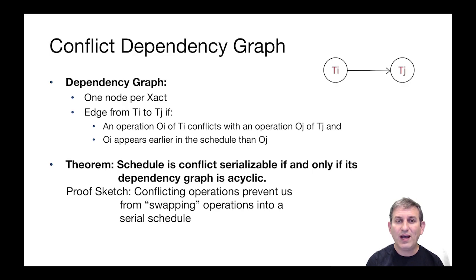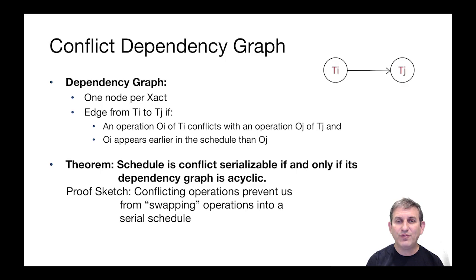If there's an operation Oi of Ti that conflicts with an operation Oj of Tj, and Oi appears earlier in the schedule than Oj. So it's an ordered edge, it's ordered by time, and it's between two transactions with conflicting actions. And the theorem says that the schedule is conflict serializable if and only if its dependency graph is acyclic. It has no cycles.